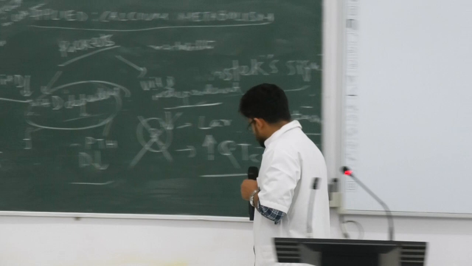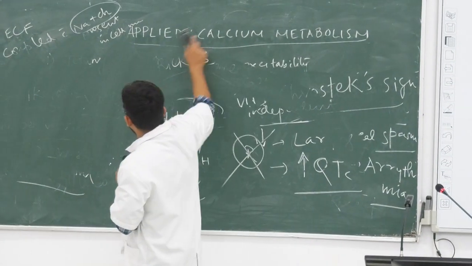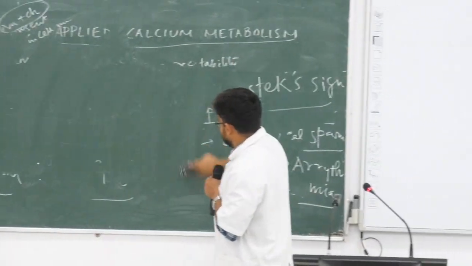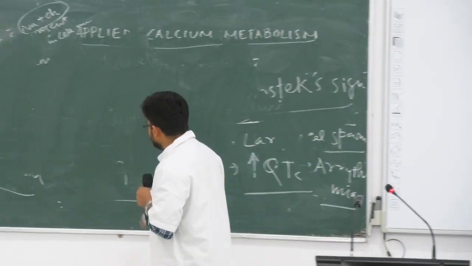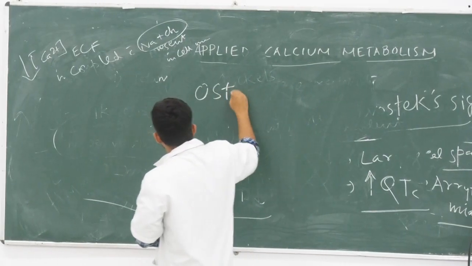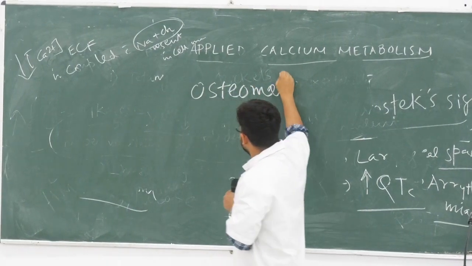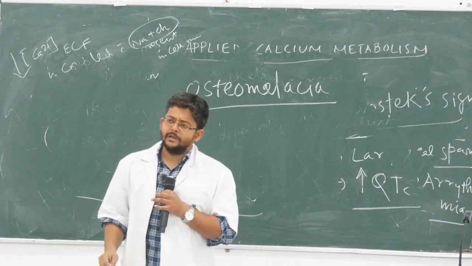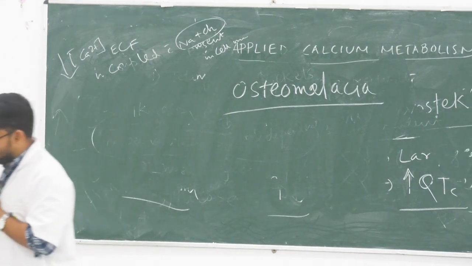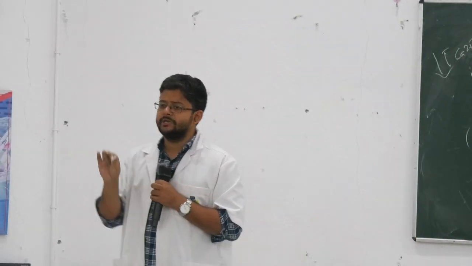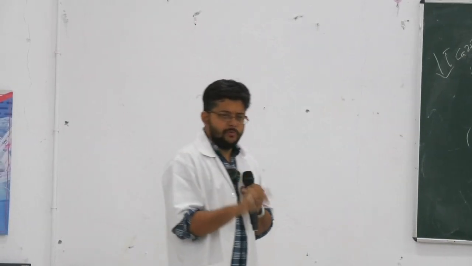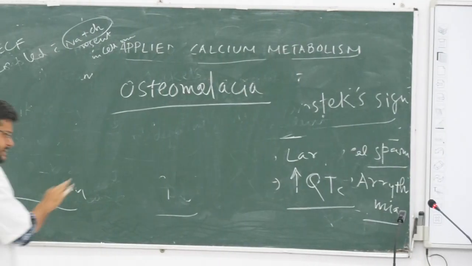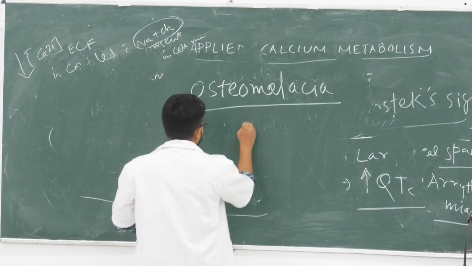Next one is osteomalacia. Rickets is usually a disease of children. Osteomalacia is a disease of the adult. Osteomalacia is vitamin D deficiency and related complication in adults.